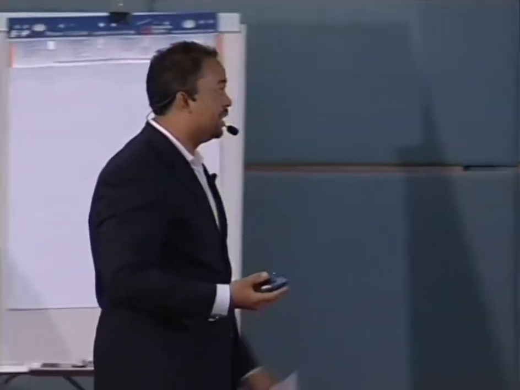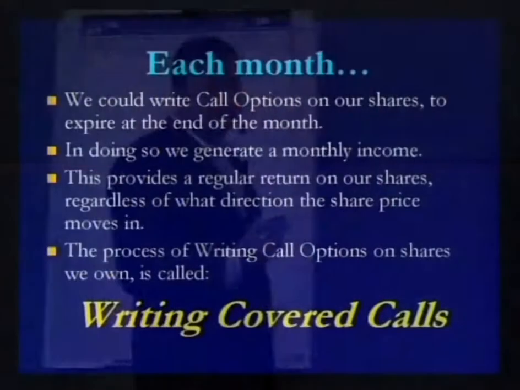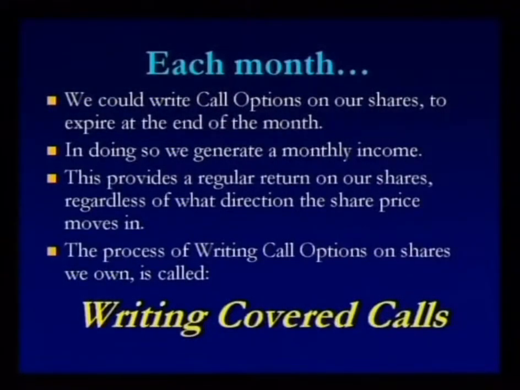No, night's only young. So basically, each month, we could write call options on our shares that expire at the end of the month. Okay, the process of selling is called writing, because remember we invented it, we pulled it out of our brains. That's exactly right. Okay, and in so doing, we generate a monthly income. This provides a regular return on our shares, regardless of what direction the share price moves in. That's pretty good, isn't it?